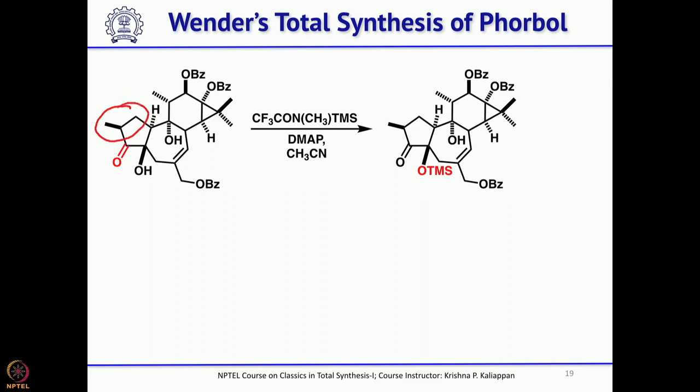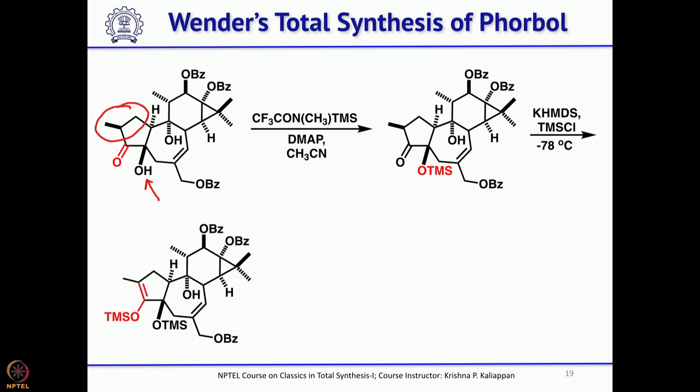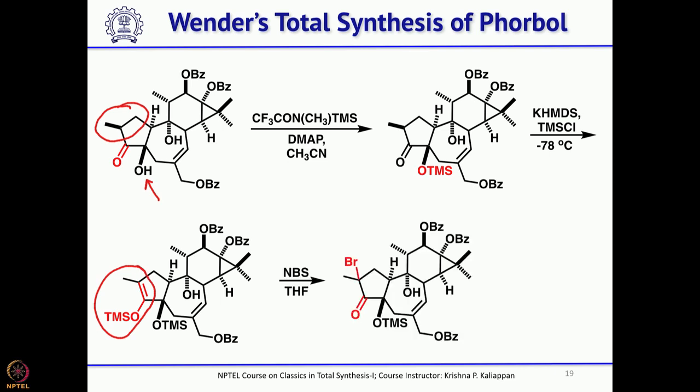Okay. So for that, he has to protect the tertiary alcohol. So that was protected as TMS ether. Then you generate the enolate. Okay. So the enolate was generated and quenched with TMS chloride to get the corresponding enol TMS ether. Once you have the enol TMS ether, you can brominate. Okay. If you treat with NBS, you get the alpha bromo ketone.